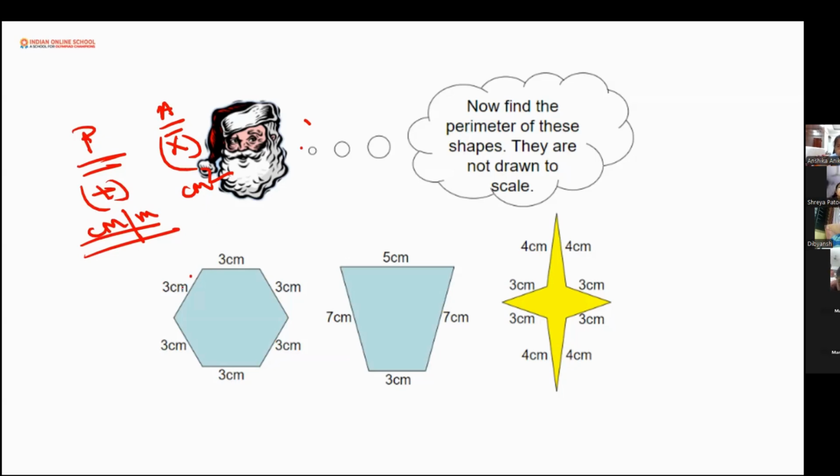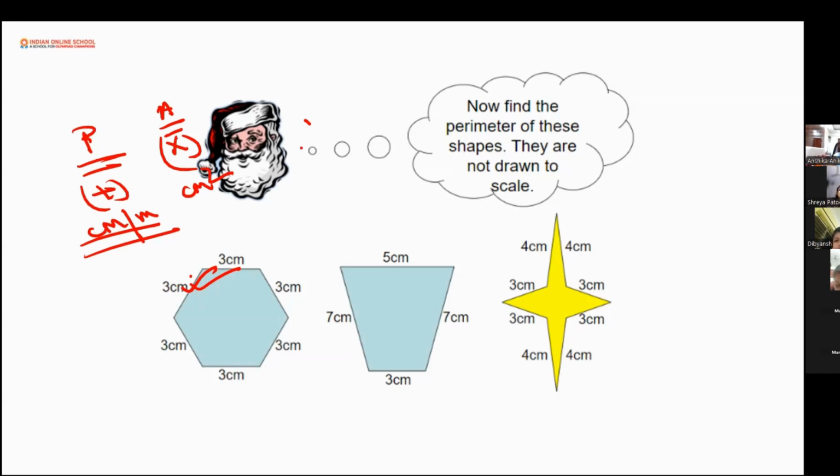Okay, Divyansh, the first one. What is this figure, Divyansh? Out of the syllabus question though, but what is it? What is this figure? Come on. Anshika, what is this figure? Ma'am, hexagon. Very good, hexagon.